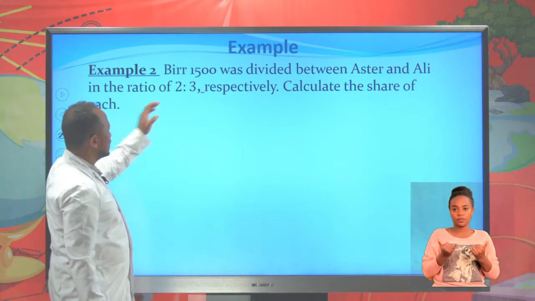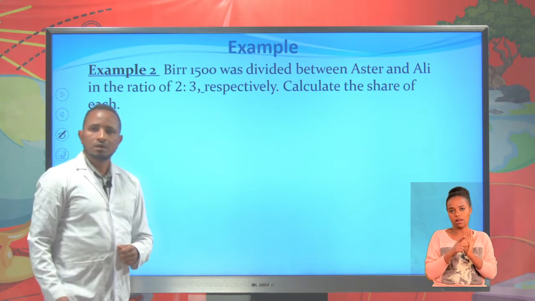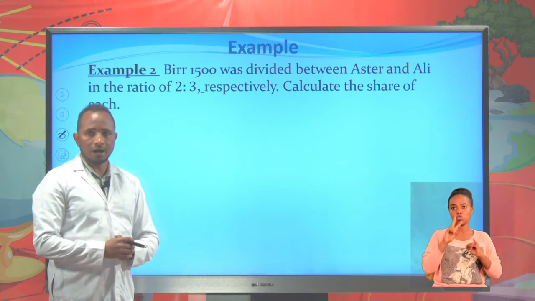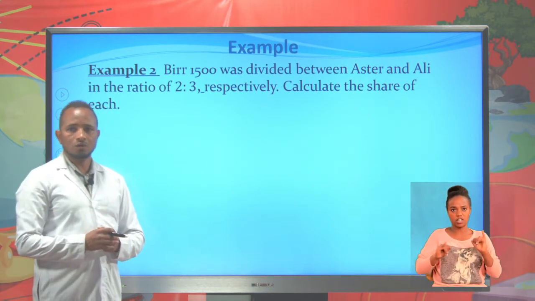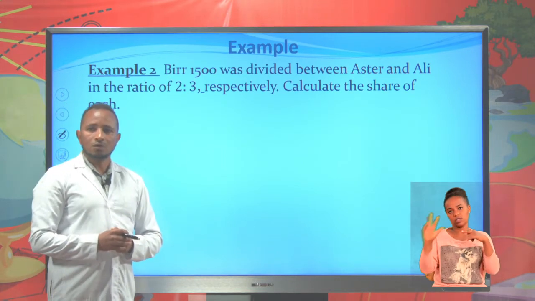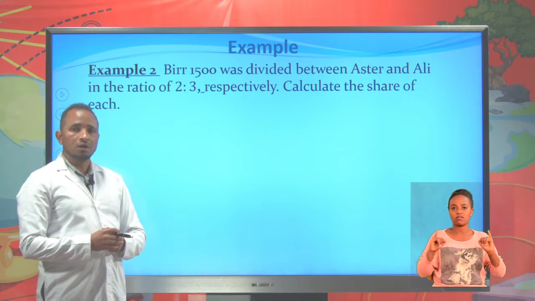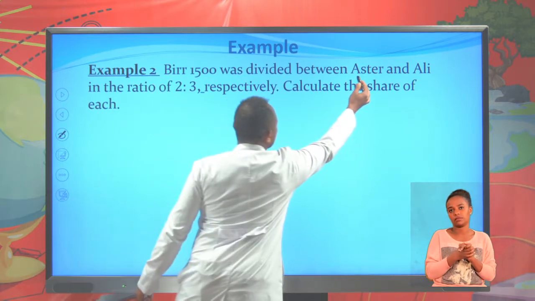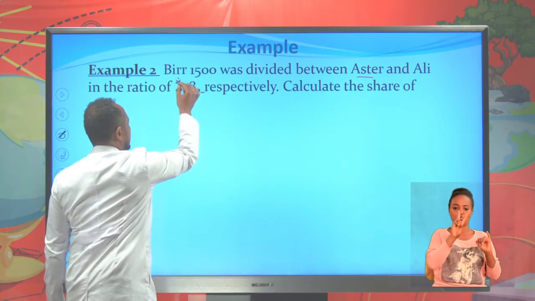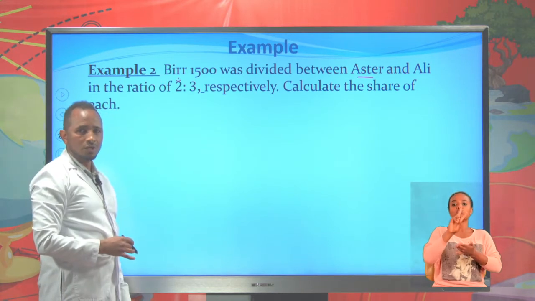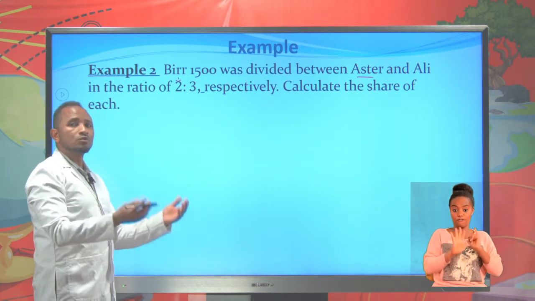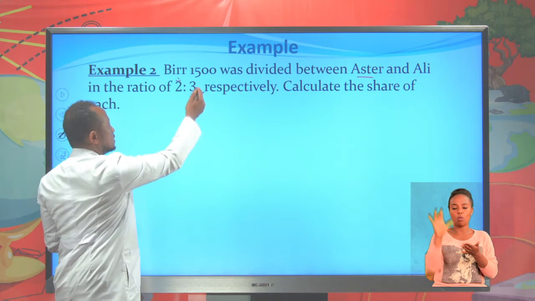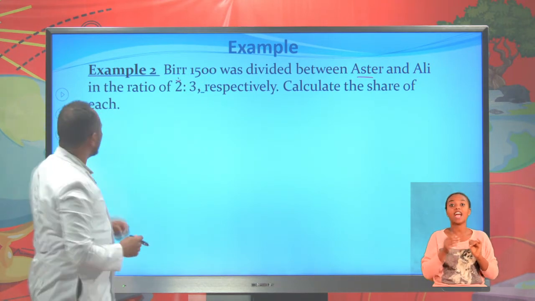Now, let's see another example. Birr 1,500 was divided between two persons, Aster and Ali, in the ratio of 2:3, respectively. Calculate the share of each. To do this, Aster shares 2 parts out of the total 5. Aster will share 2/5 of the total amount of money, and Ali shares 3/5 of the total amount of money.